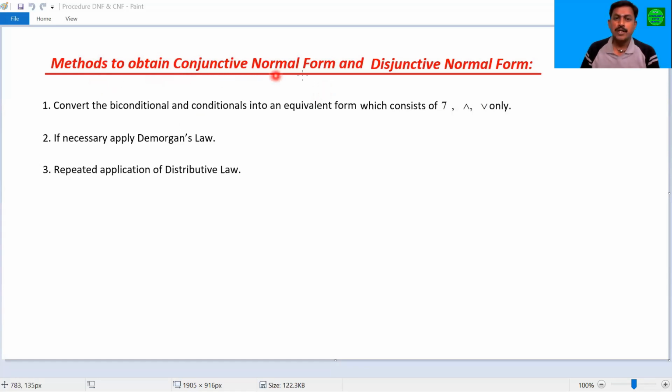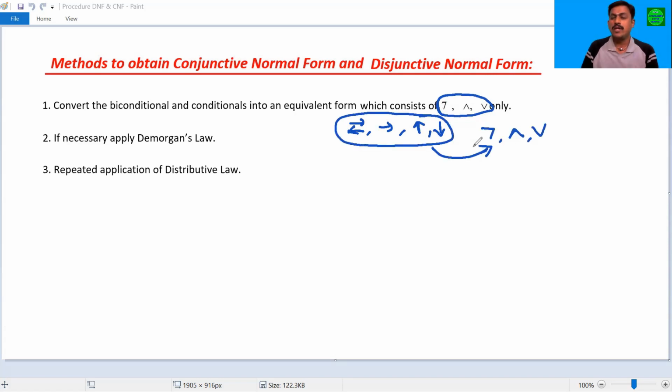Methods to obtain conjunctive normal form and disjunctive normal form. First step, convert the biconditional and conditionals into an equivalent form which consists of negation, conjunction, disjunction only. In the first step, we are going to convert biconditional symbols, conditional symbol, sometimes NAND symbol, sometimes NOR symbol, into an equivalent form. That form must consist of only these three symbols, using the formulas that we learned in the previous lectures.